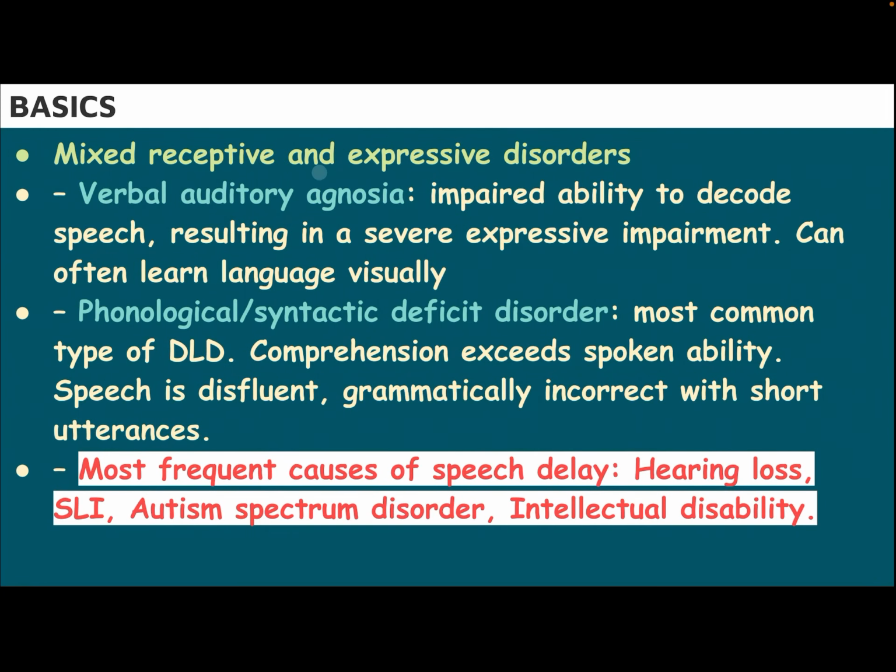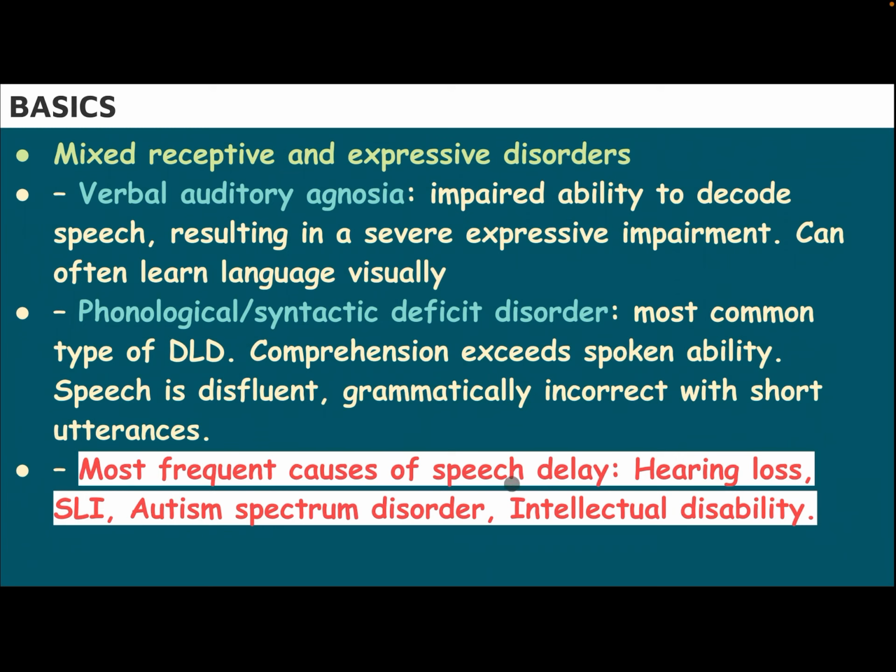Mixed receptive and expressive disorders: verbal auditory agnosia, impaired ability to decode speech, resulting in a severe expressive impairment; can often learn language visually. Phonological syntactic deficit disorder, the most common type of developmental language disorder. Comprehension exceeds spoken ability. Speech is disfluent, grammatically incorrect, with short utterances.